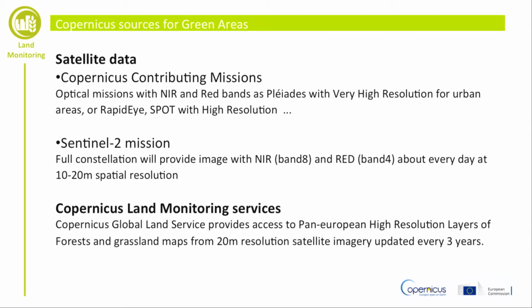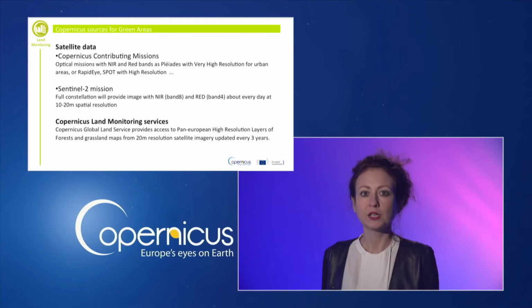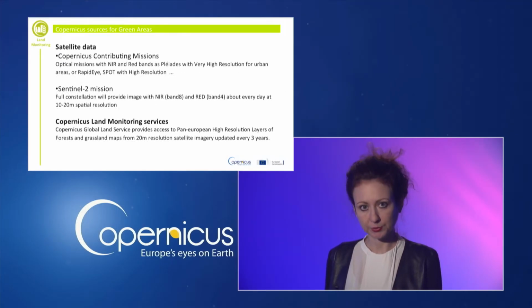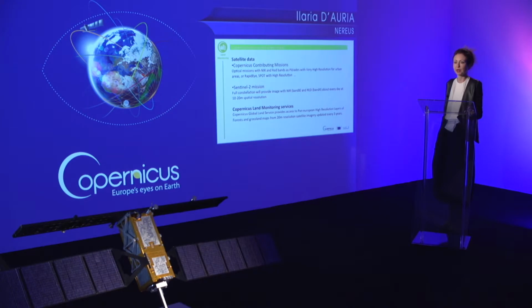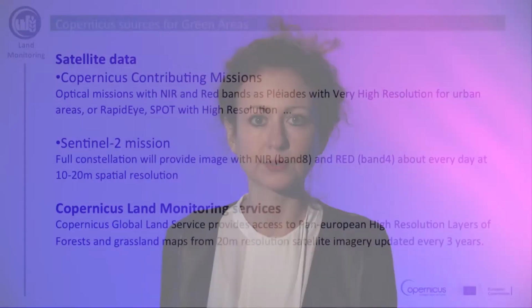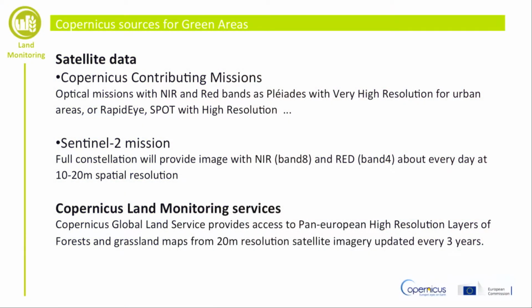We will see here which Copernicus datasets can be useful for green areas. Firstly, there are the Copernicus contributing missions providing satellite images. The optical missions with near-infrared and red bands, such as Pléiades with very high resolution for urban areas, or RapidEye and SPOT with high resolution, can be found in the data warehouse of Copernicus. This is, however, only accessible under certain conditions.